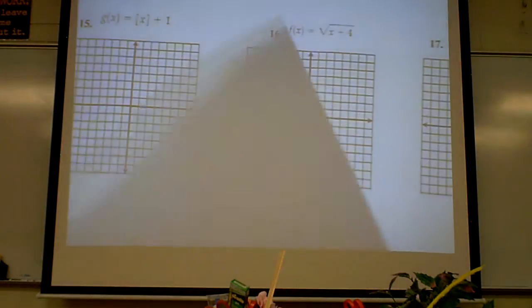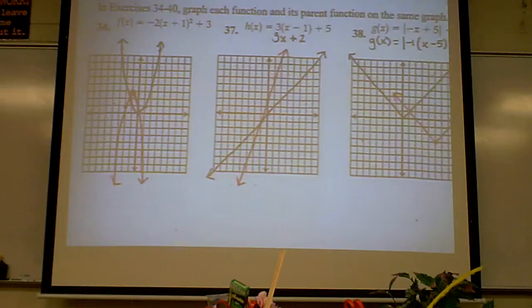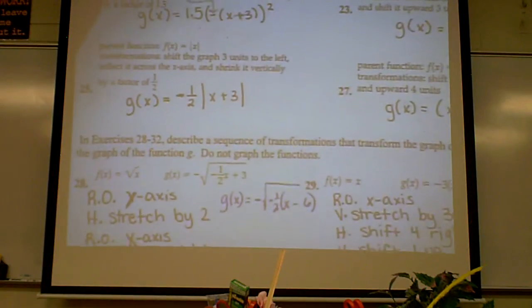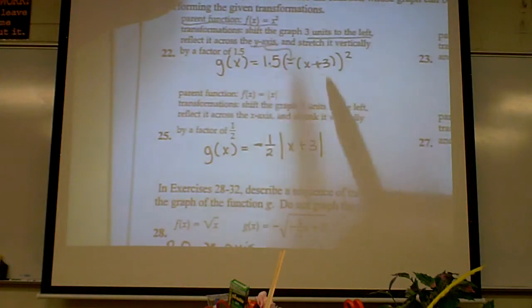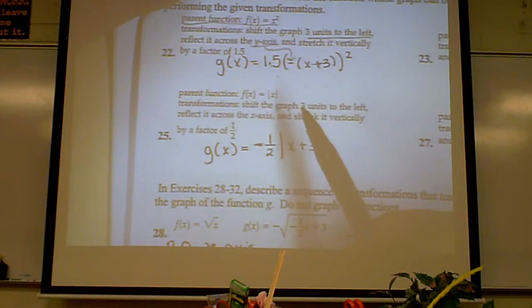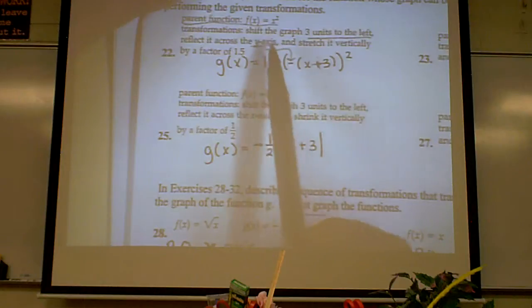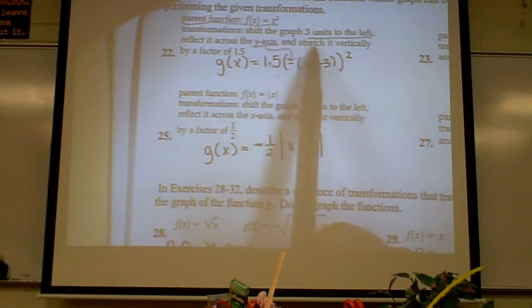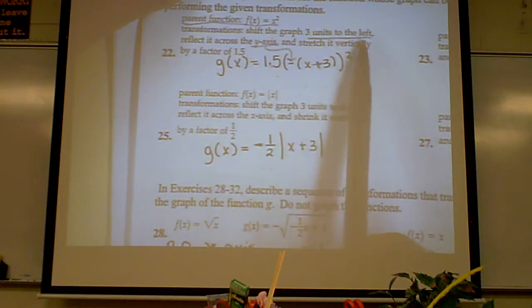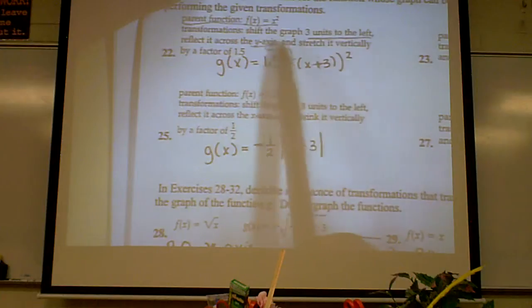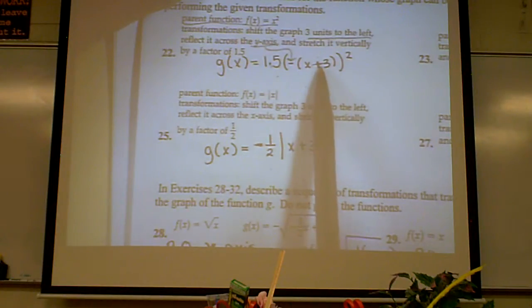Next set of problems. You're going to have one of these on your test for sure. Okay, this one, you are going to shift your graph 3 units to the left. So instead of it being a -3, when you shift it left or right, it's always the opposite.